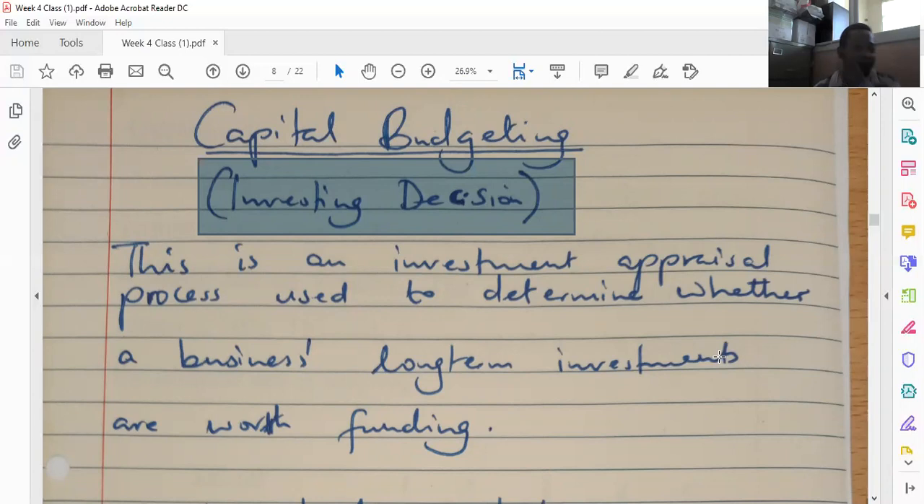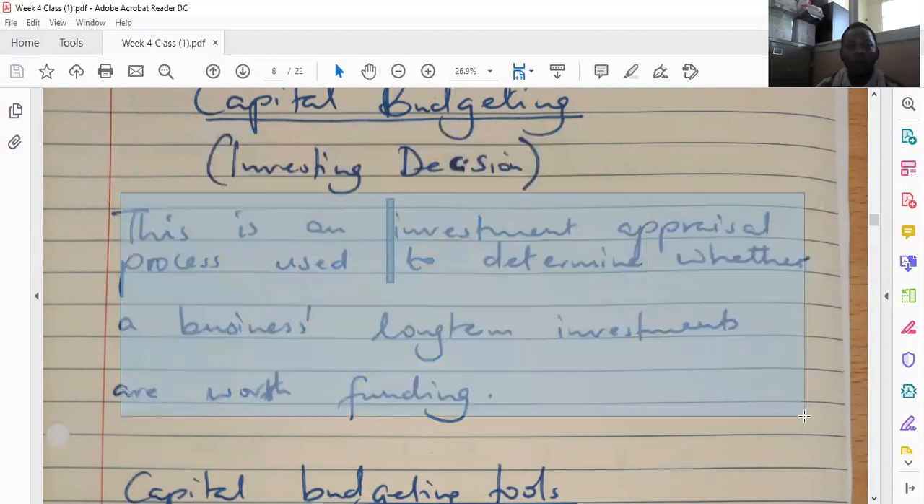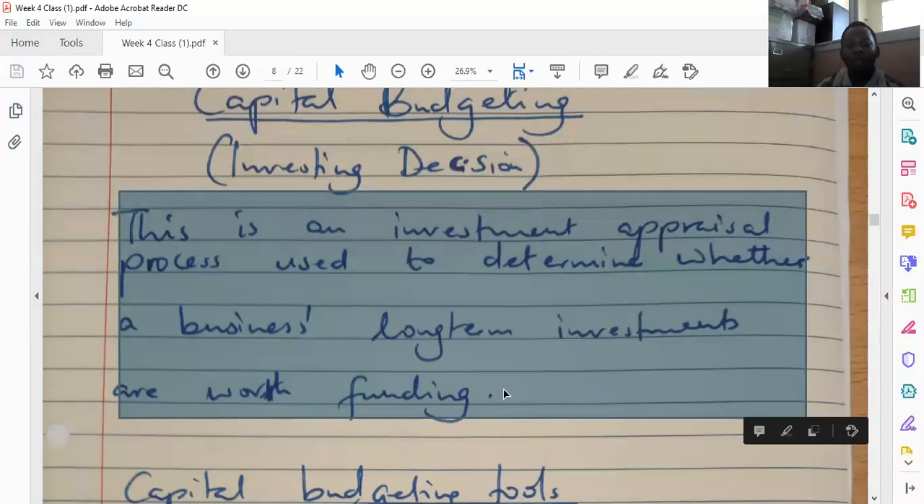So in this topic, we look at investment decisions, which are met by undertaking capital budgeting techniques. So what is capital budgeting? Capital budgeting is an investment appraisal process that is used to determine whether a business's long-term investments are worth funding, or whether they are worth being made. So you undertake capital budgeting to analyze investment projects, to determine whether to invest in a project or not.